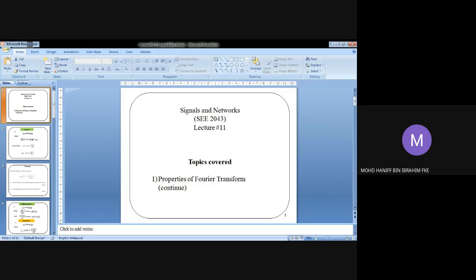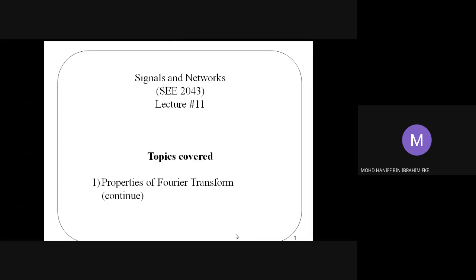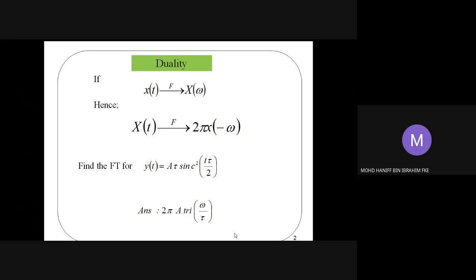Okay, so lecture 11 will be a continuation from lecture 10, which is on properties of the Fourier transform. So we're going to continue now with the duality property. So what is meant by the duality property? Let's have a look.